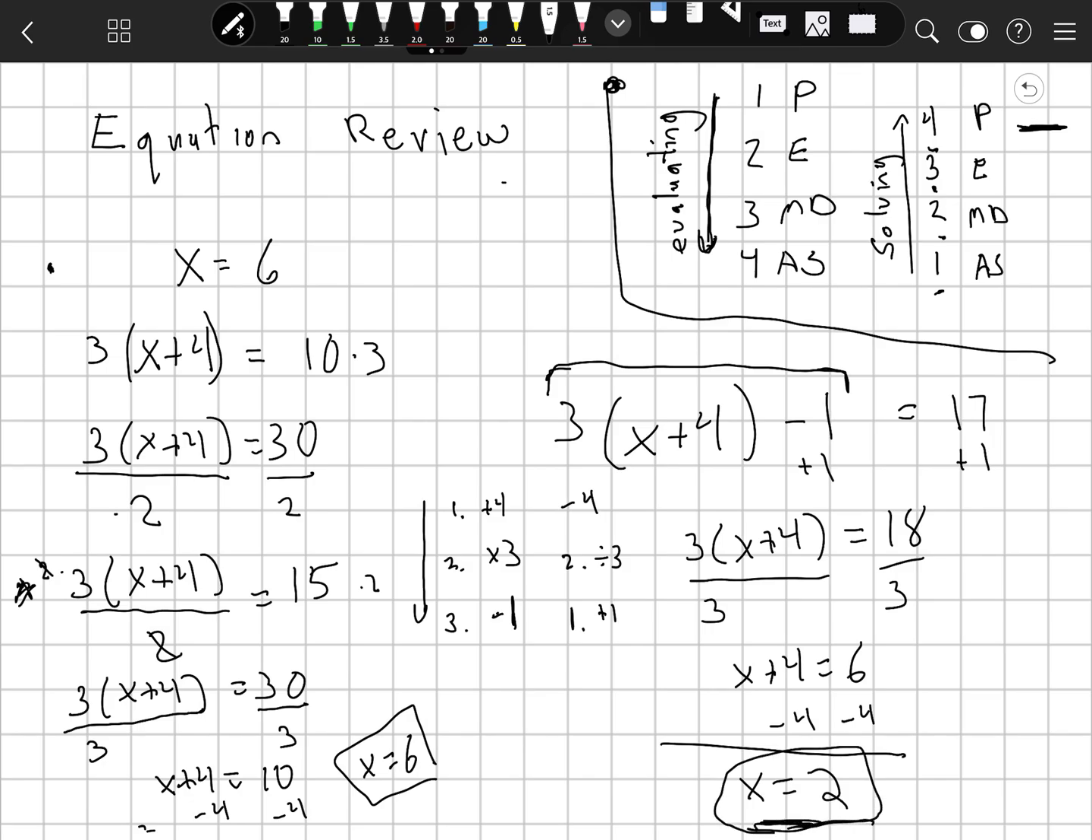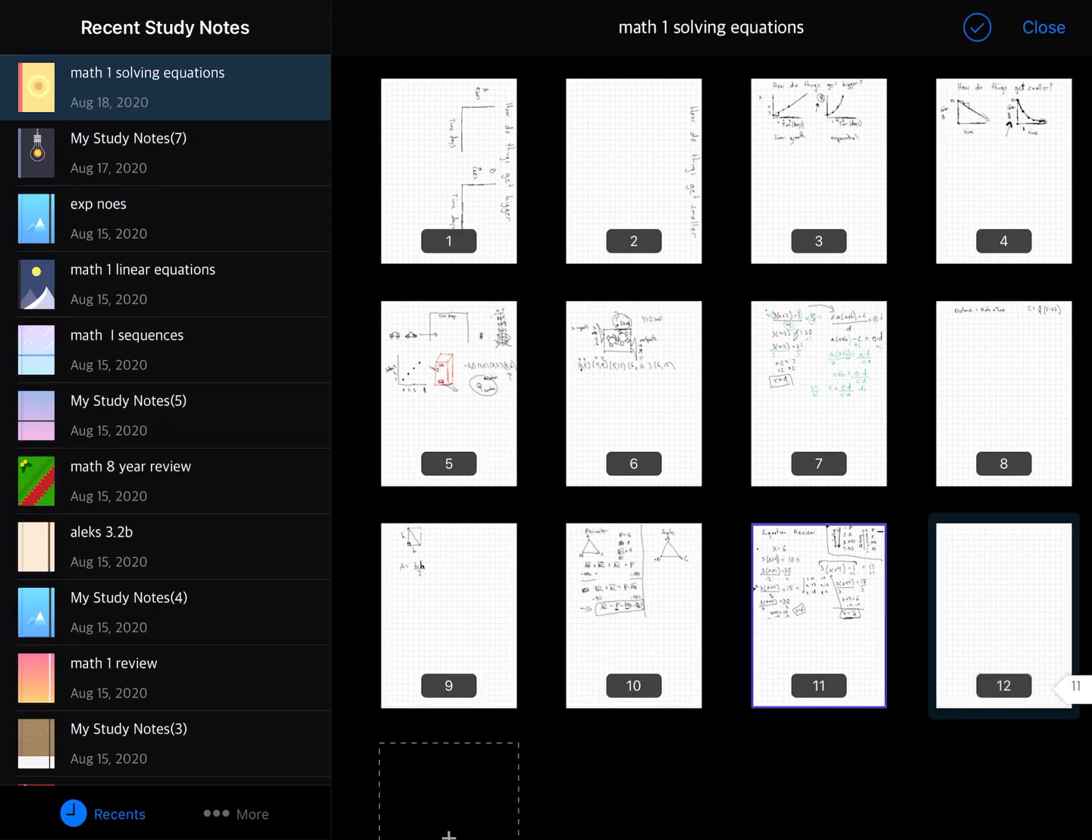originally. Now if you wanted to make sure your answer was right, you'd plug 2 back in up there. And 2 plus 4 is 6. We add first, and 6 times 3 is 18, and 18 minus 1 is 17. Let's try one more, and then we're going to call it good.